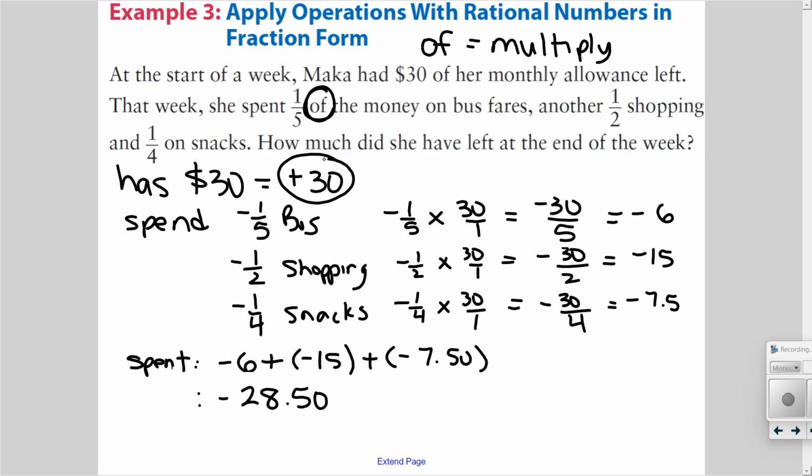Now she started with $30. So I want to know what is $30 that she had plus how much she spent. So first of all, I have more positives than I do negatives. And to figure out how many more positives I have, I just do 30 take away 28.5. So on my calculator, I can do 30 take away 28.5, which is $1.50. So that means that she had $1.50 left.